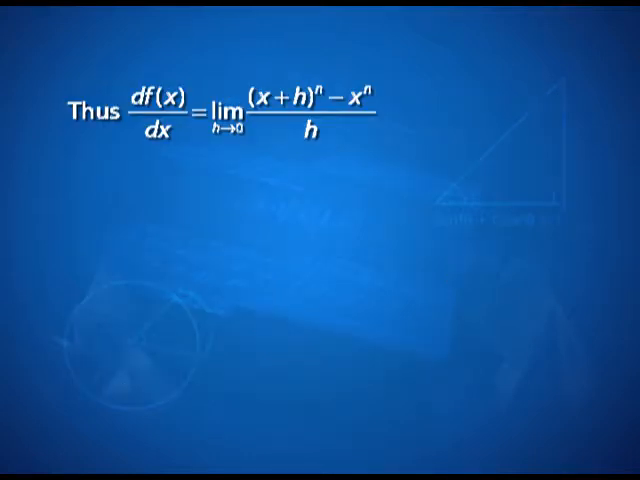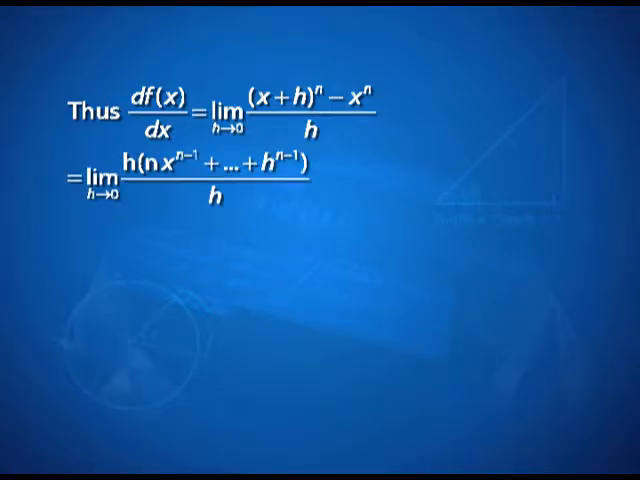Thus, d/dx of f(x) is equal to limit [(x plus h) whole raised to n minus x raised to n] upon h as h tends to 0, is equal to limit h into [n x raised to n minus 1 plus so on plus h raised to n minus 1] upon h as h tends to 0, which can be written as limit [n x raised to n minus 1 plus so on plus h raised to n minus 1] as h tends to 0. So, we have it as n x raised to n minus 1.